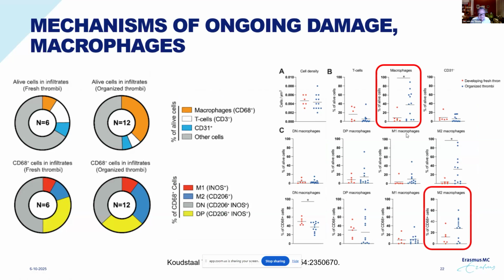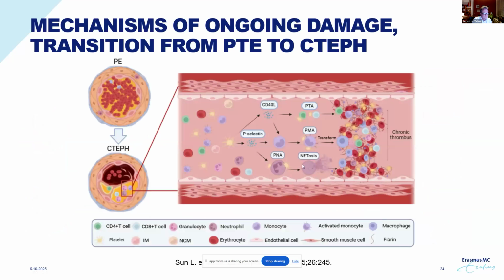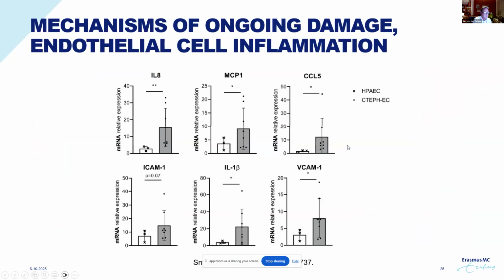Now, whether there's some causality there or whether this is a bystander effect, we don't know yet, but I think it is enticing to think that these M2 macrophages, which are known to have anti-inflammatory properties and organizational properties, may actually play a role in ripening these thrombi, as it were, and organizing them. They may also be important in platelet monocyte aggregates, which are seen to decrease after treatment of CTEPH. And then taking it all together, NETosis, platelet monocyte aggregates, and thymocyte aggregates or T-cell aggregates may actually cause ongoing thrombosis.